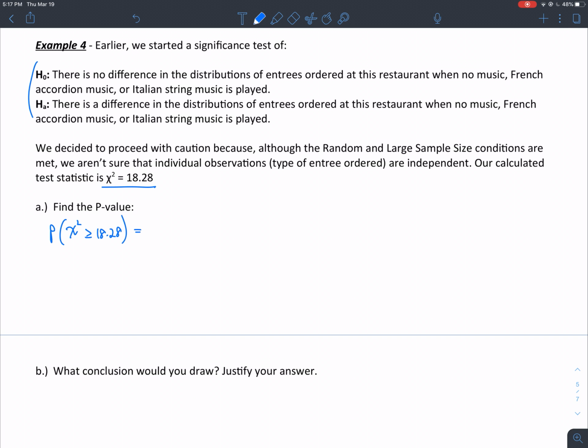And the chi-square CDF, if you do it that way, I'm going to write it down. Please never write this down anywhere, but I'm just writing it down since we're using the TI-84. That's your lower bound, your upper bound, 10,000 is always a good one. And it asks for degrees of freedom. So degrees of freedom for us is 3 minus 1 times 3 minus 1, which is 2 times 2, which is 4, because we had 3 categories, 3 entrees, and 3 different types of music were the treatments. Then you get your p-value of 0.0011.